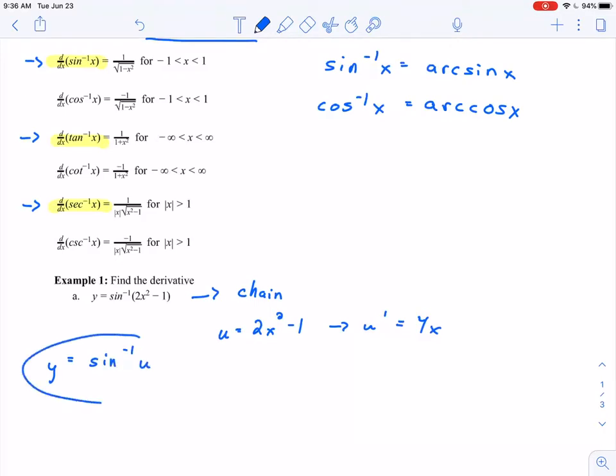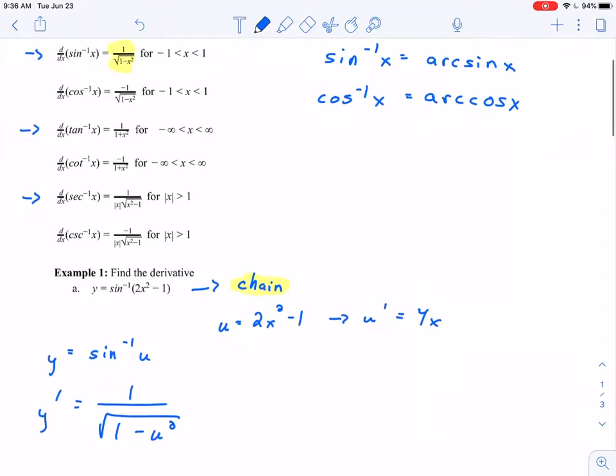I know how to take the derivative of this function. It's simply given by this formula up here: 1 over square root of 1 minus x squared. That's going to be my derivative. So y prime is 1 divided by radical 1 minus u squared. But again, we're taking the derivative using the chain rule. Remember, every time we use the chain rule, we have to multiply by our u prime right here.